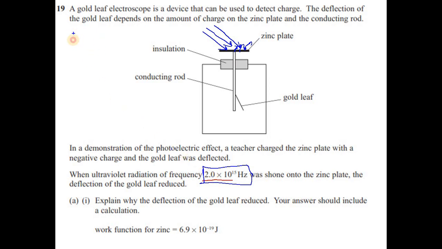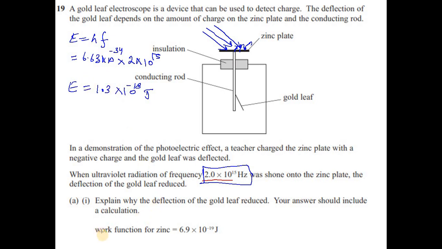So we are going to calculate E = hf. This is the energy of the incident ultraviolet photon. h is Planck's constant, 6.63 × 10^-34, multiplied by the frequency. Frequency is 2 × 10^15 Hz. So you can multiply, and you can figure out E is equal to 1.3 × 10^-18 joule. This is the energy of the incident photon.